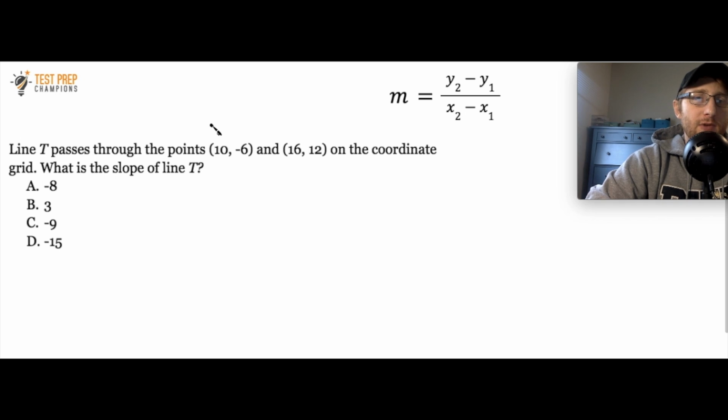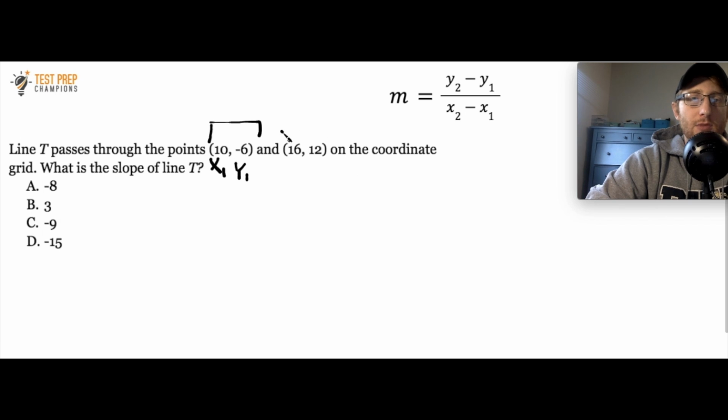Okay, so let's first take a look at the first pair here, which is 10 and -6. Whenever we have a pair like this, the first number is always going to be an x, and the second number is always going to be a y. So this 10 right here, I'm going to label x1. And the second number in the pair is always a y, so I'm going to label this -6 y1.